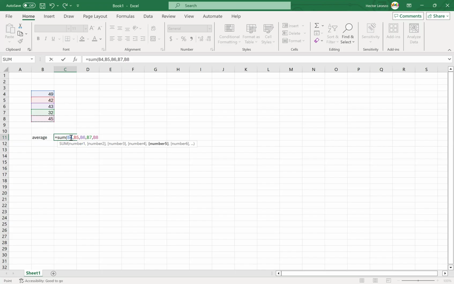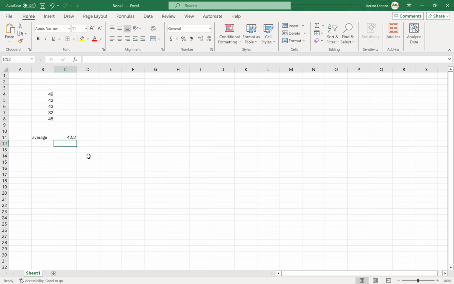You want the cells B4, B5, B6, B7, B8? Yes. So now let me close parentheses. By that, I already told Excel to stop adding. And then I have to divide. So I'm going to use this right here for dividing, the slash. And I know for average, I have to divide it by how many numbers I have. In this case, I have 5. So let me divide by 5 and press enter. It's telling me my average is 42.2.